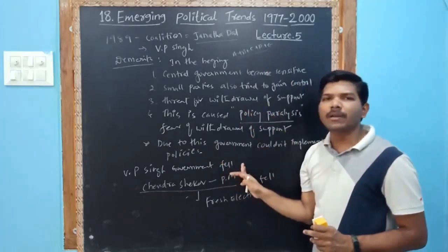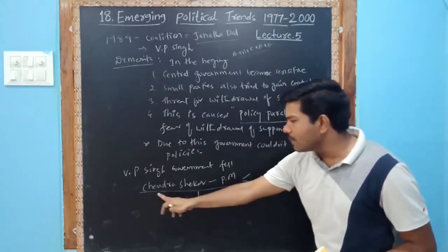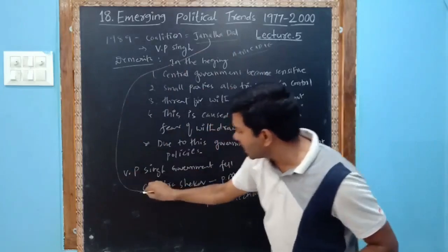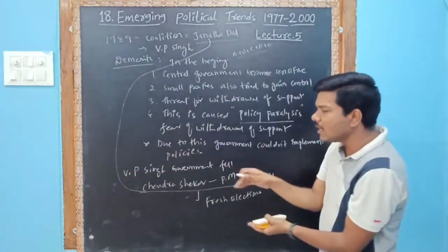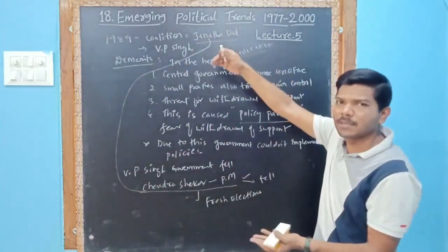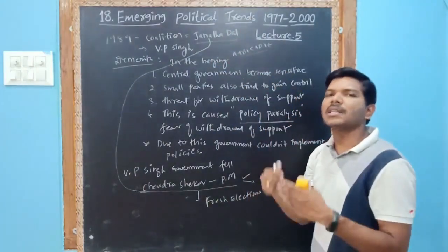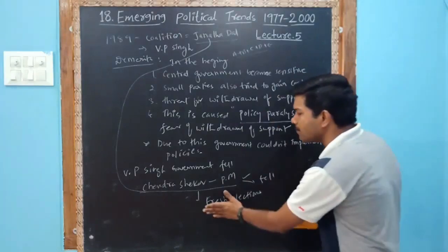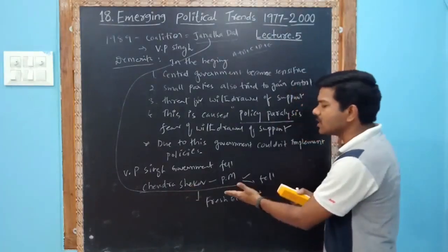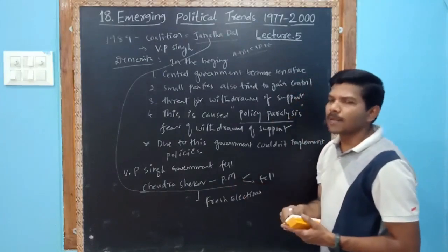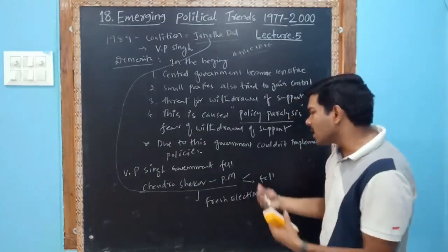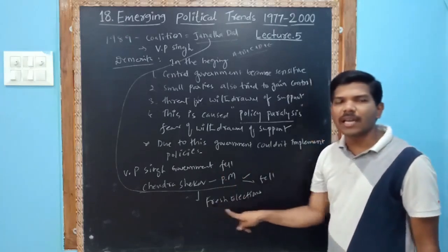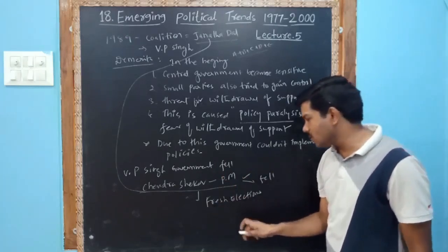After the collapse of the VP Singh government, one of the members, Chandrasekhar from Janata Dal, came out of the Janata Dal, and along with some other members of the Janata Dal plus some Congress party MPs who supported Chandrasekhar, Chandrasekhar became Prime Minister. But later Congress withdrew the support, and again it led to fresh elections.